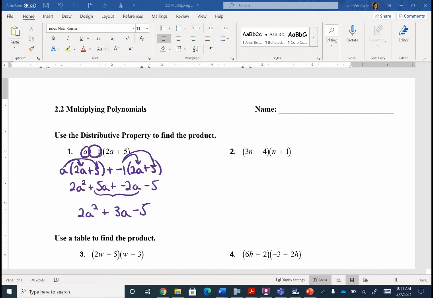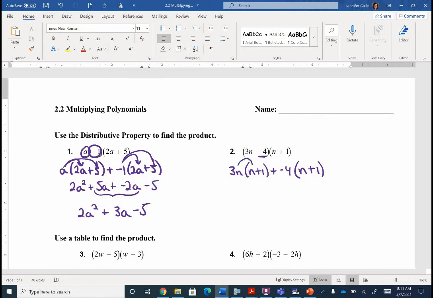So when we go to split up, we take the 3n from the first binomial, multiply it times the second, and then we take the -4 from the first binomial and multiply it times the second. So really you're just splitting this up so it's two simpler distribution questions versus, okay, I've got a binomial times a binomial, now what do I do?